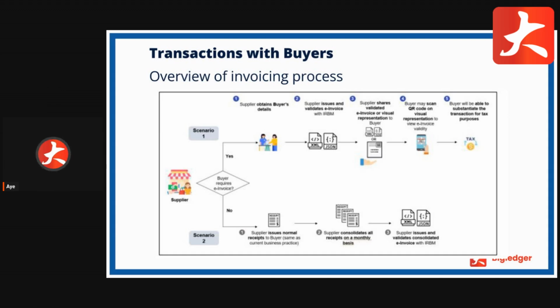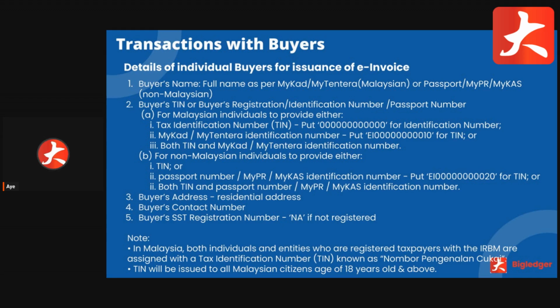But if the buyer didn't request the e-invoice, then they will keep their receipt, their invoice, until the end of the month. By the 7th of the next month, they need to submit the consolidated e-invoice. Okay. So before I start the scenarios, these are the details of individual buyers for the issuance of e-invoice.